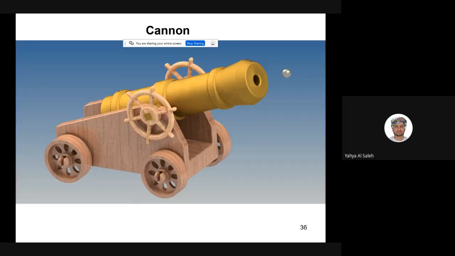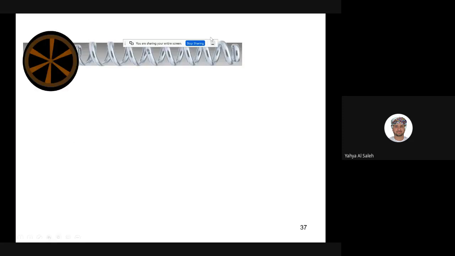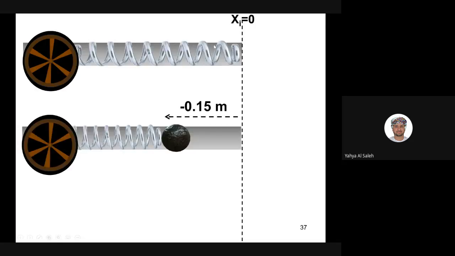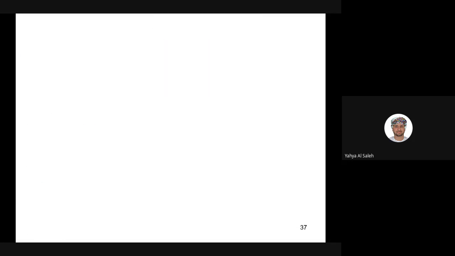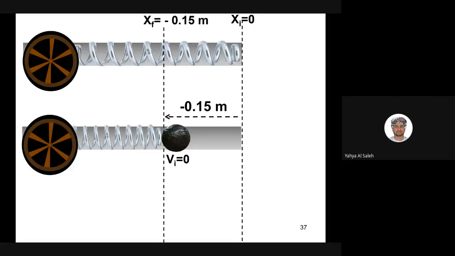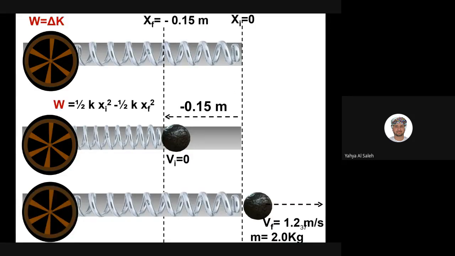Okay, so this is my cannon, and it's based on a spring. It goes back 15 centimeters, 0.15 meters. Initially, it has no velocity. Then it is released, and we require the final velocity to be 1.2 meters per second. The work done by the spring is half k x_i squared minus half k x_f squared. And my kinetic energy change is going to be half m v_f squared minus half m v_i squared.